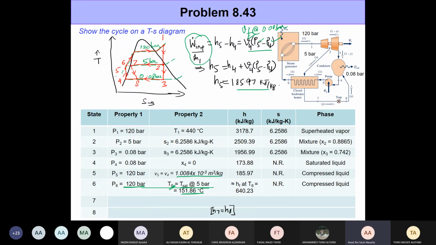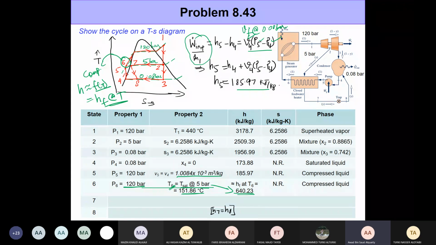Now, state 6 is compressed liquid. Okay, for compressed liquid, we said that the enthalpy and other properties such as internal energy and entropy depend only on temperature, right? They're not a very strong function of pressure. So what we can do is get the hf at the same temperature. So hf at temperature 151.86 is basically the hf at 5 bar, right? Because that's the Tsat at 5 bar. So the hf at this temperature is 640.23.